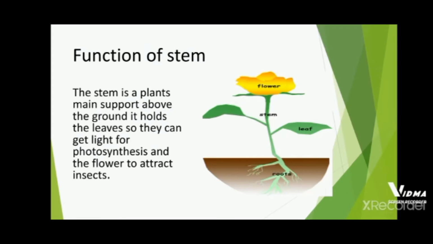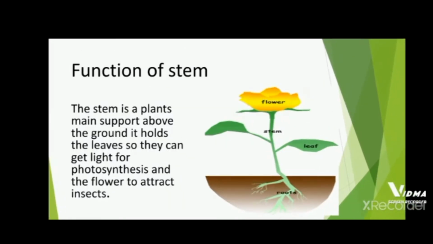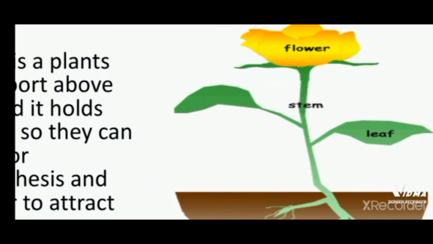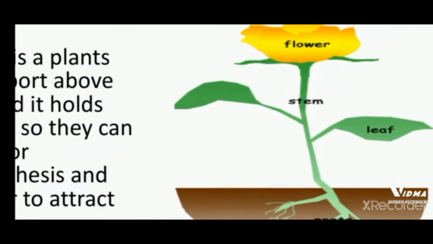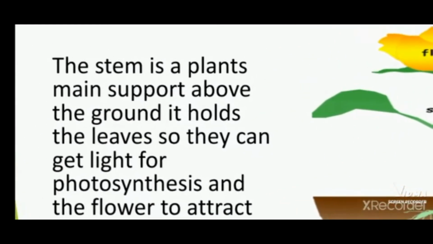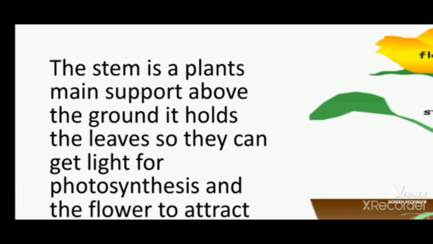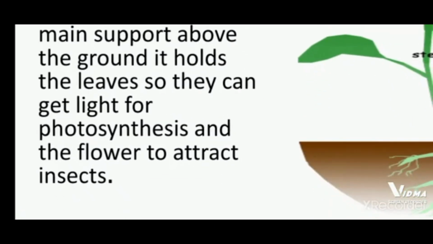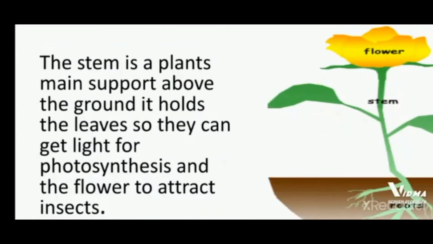Second, we will talk about the stem. You all know that this is the stem part, which joins the whole plant with the root and leaves. The function of the stem is the plant's main support above the ground. It holds the leaves so they can get light for photosynthesis. As you know, the plant makes food by the process called photosynthesis. This is the function of the stem.